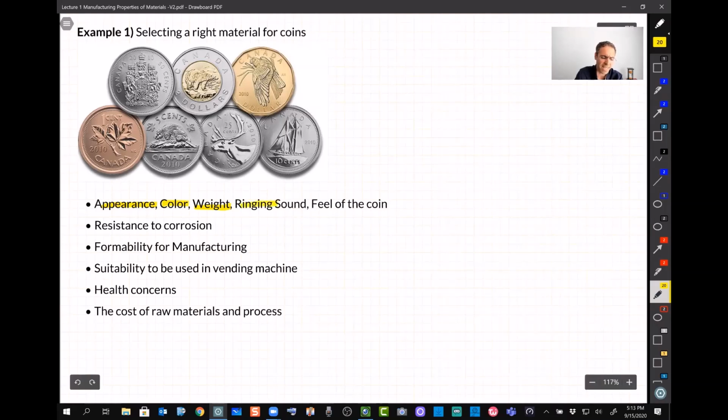And the ringing sound. Maybe some people care about the ringing sound when they strike a coin and flip a coin. They want that ringing sound. And also the feeling when you get it. You want to feel that you have these precious things, right? I'm just joking. Now, $2 and $1 probably is not that much money. So what about corrosion?